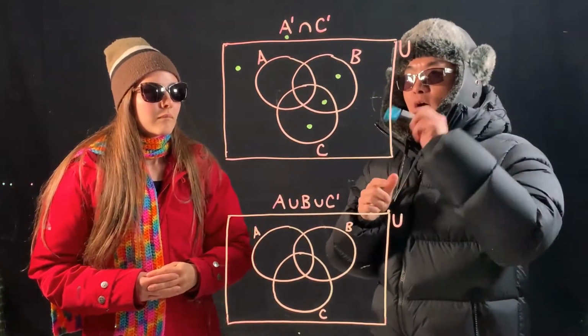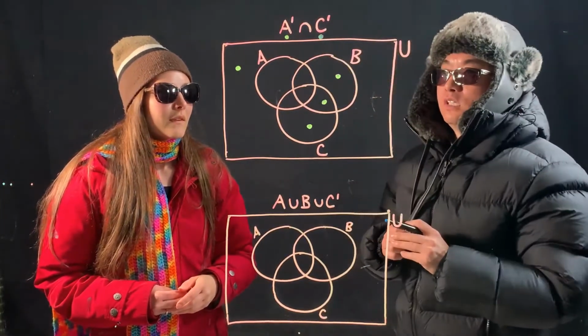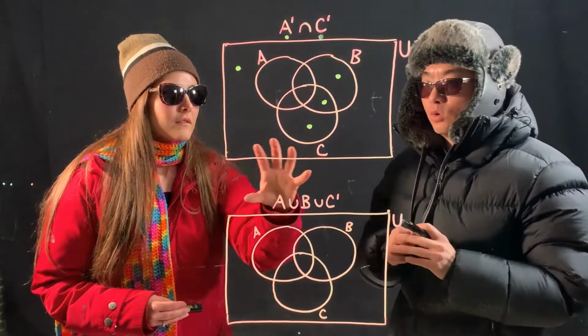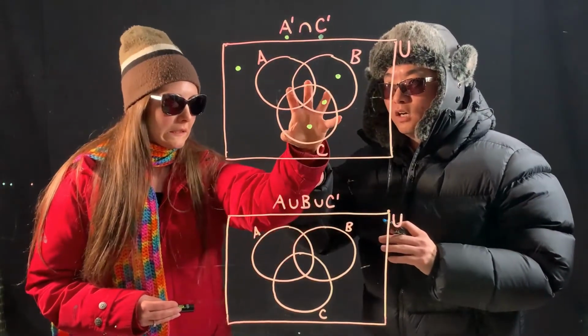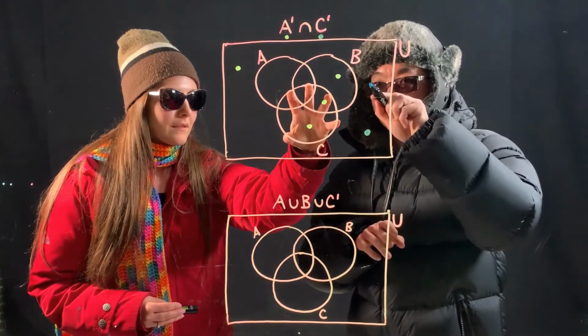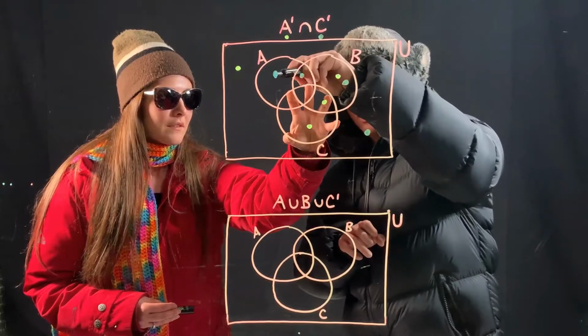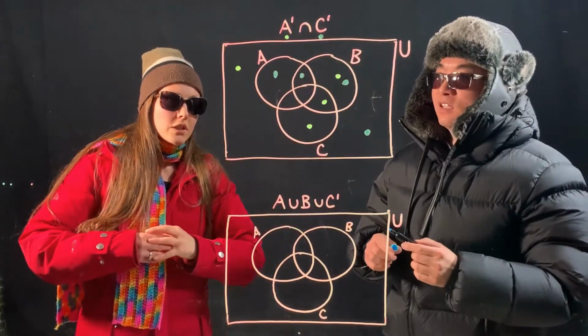Okay, so now I'm going to put a dot wherever C does not exist. So where's C? Right there. Okay, perfect. And so there's not C, and there's not C. All right, so our dots are in place.